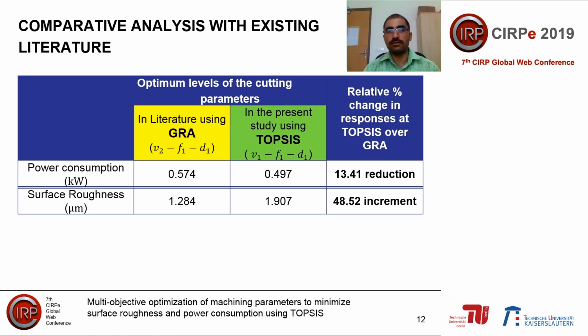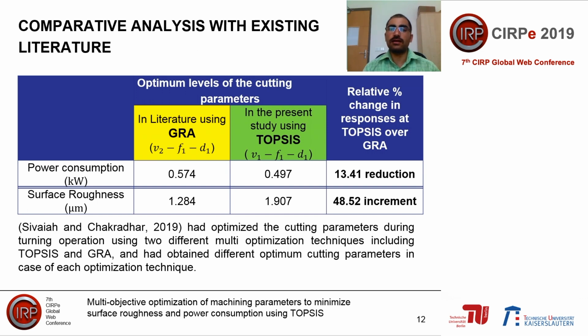values of the responses at the optimum cutting parameters, and we found the relative percent change in the responses at TOPSIS over GRA: power consumption is improved by 13.41%. Meaning by using the present optimal cutting levels, we minimize the power consumption by 13.41%, but at the same time the surface roughness was deteriorated by 48.52%. And this type of trend is also seen in the literature.